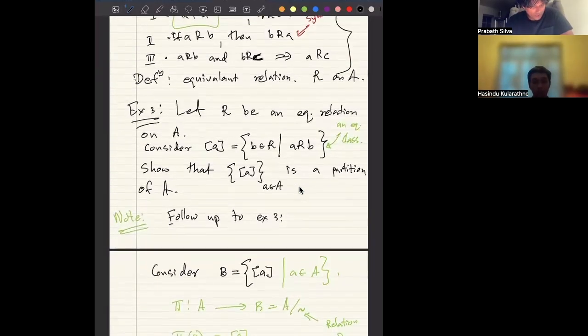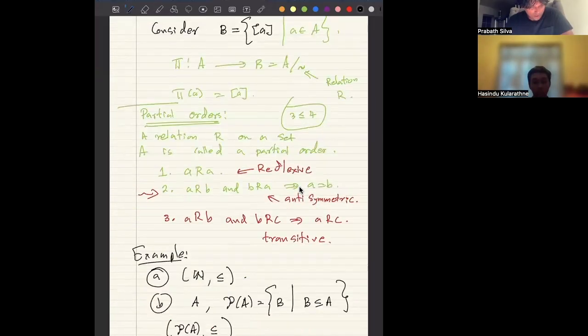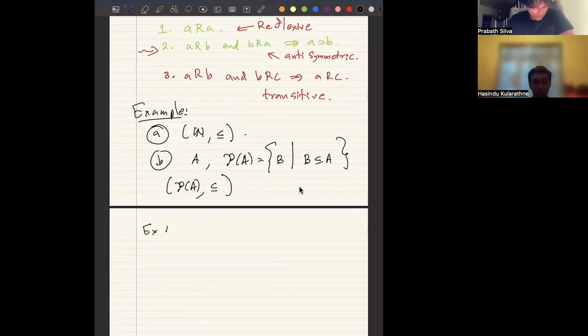Exercise 4. Show that this is a partial order.